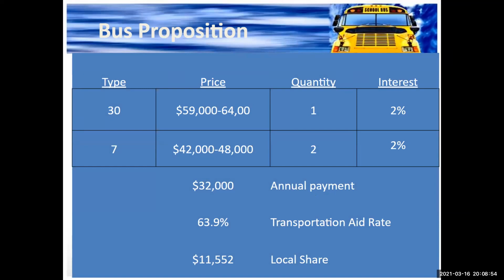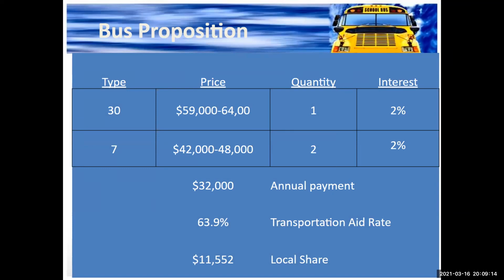So the first one is a 30 passenger. That's that smaller van looking bus. We refer to them as vans. They're not vans like you're thinking, but it's that smaller bus. The quotes that we're getting are between $59,000 and $64,000. We're looking for one of those.